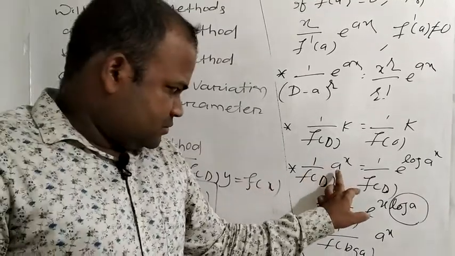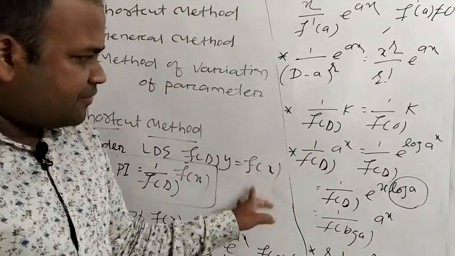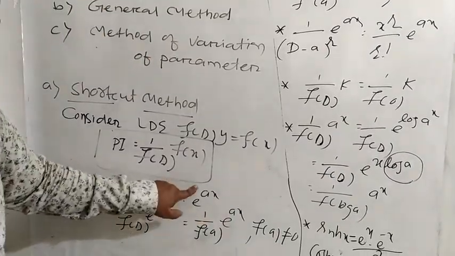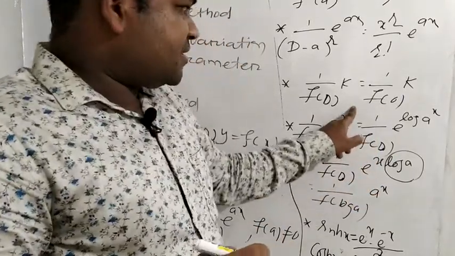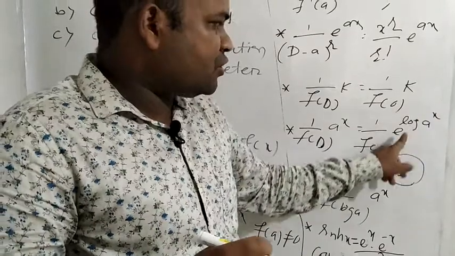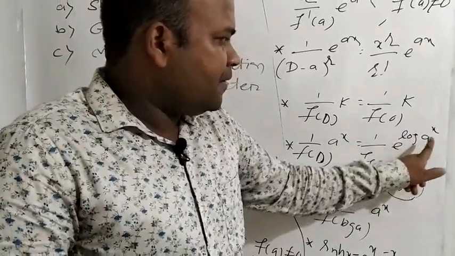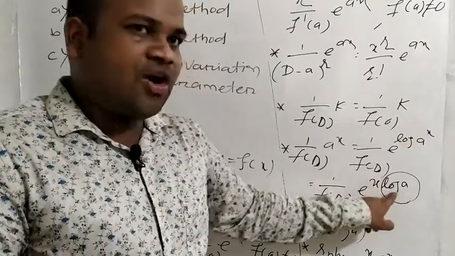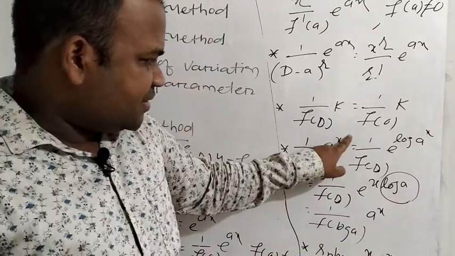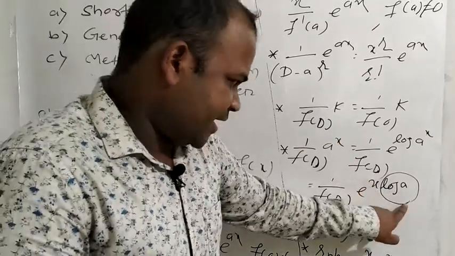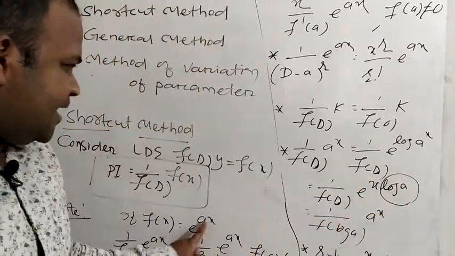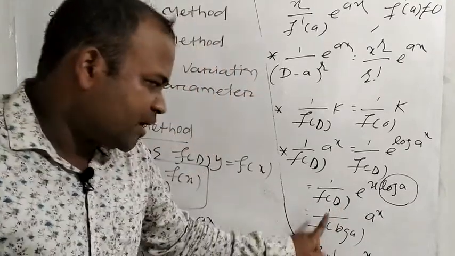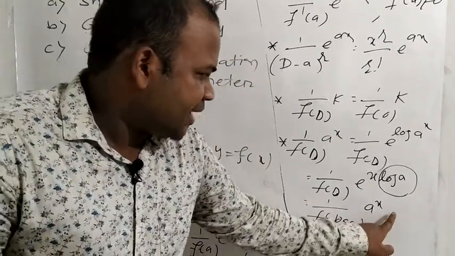And in some cases, f of x is given as a raised to x. So a raised to x, you will arrange in the form of e raised to something. That is 1 upon f of D, a raised to x, where a raised to x is e raised to log of a raised to x, so that is e raised to x log a. The a raised to x is converted into the form e raised to x log a. Here the constant is log a, meaning D will be replaced by log a. So it is 1 upon f of log a, a raised to x.